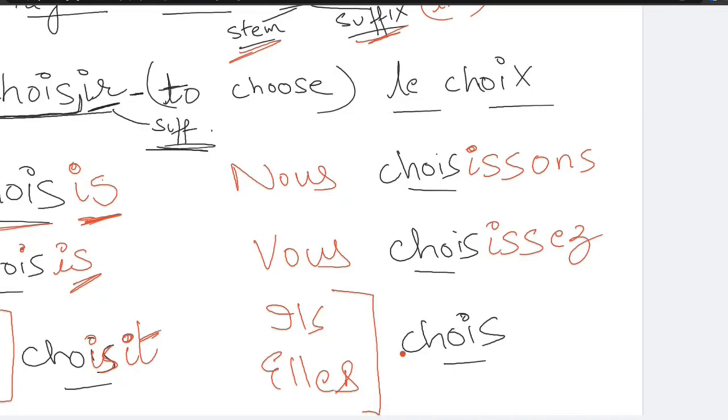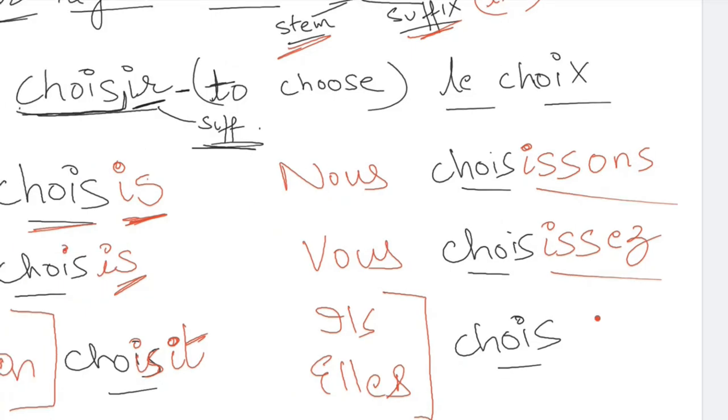Over here as well, we'll do the same thing. Can someone tell me what we will do? ISS. And ENT. Awesome, perfect. ISSENT. And how will we pronounce it? For conjugations, we never pronounce this. ENT is never pronounced. The same rule will apply over here. So this will be pronounced as choisis. Il, elle choisis.